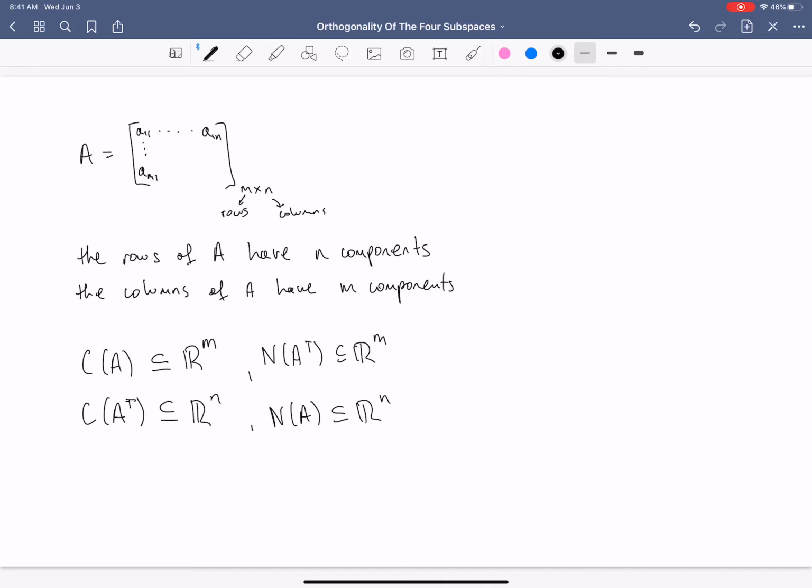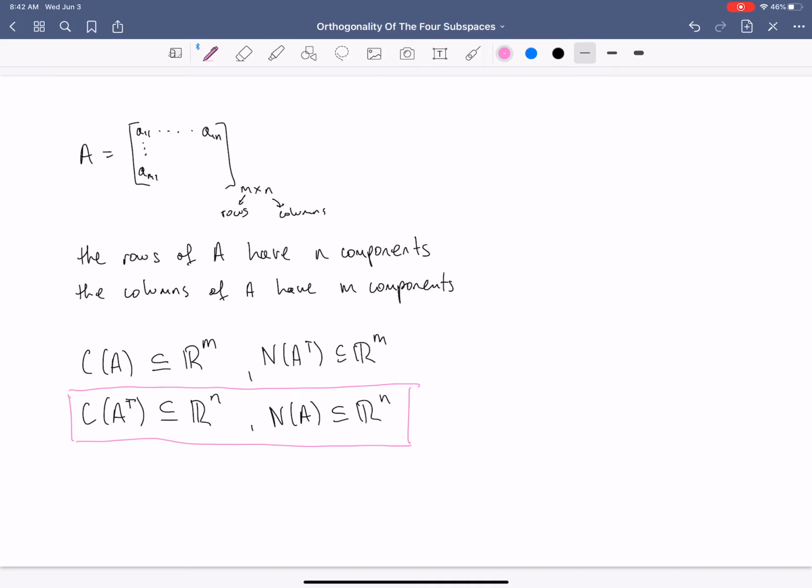A quick reminder on how to see this. The null space contains vectors x, which tell us how to combine the columns of A to get 0. And since A has n columns, it means that those vectors in the null space have to have n components. So let's focus for a moment on this fact.